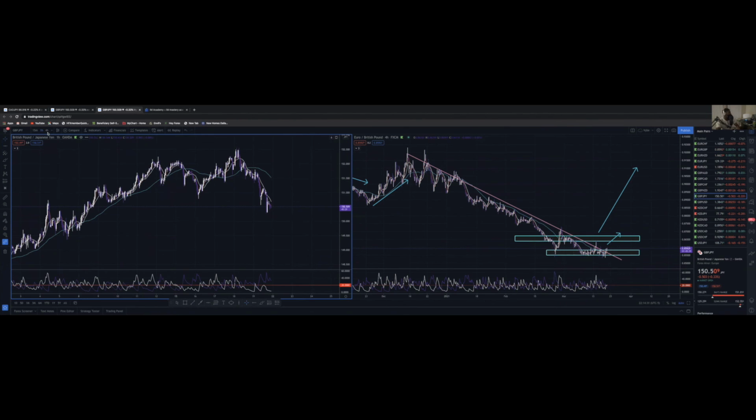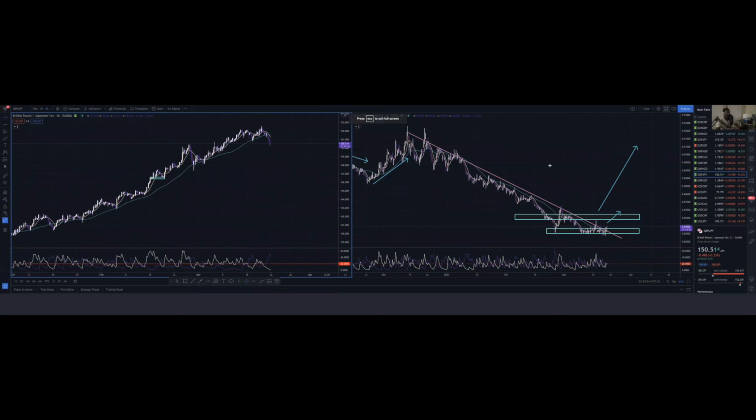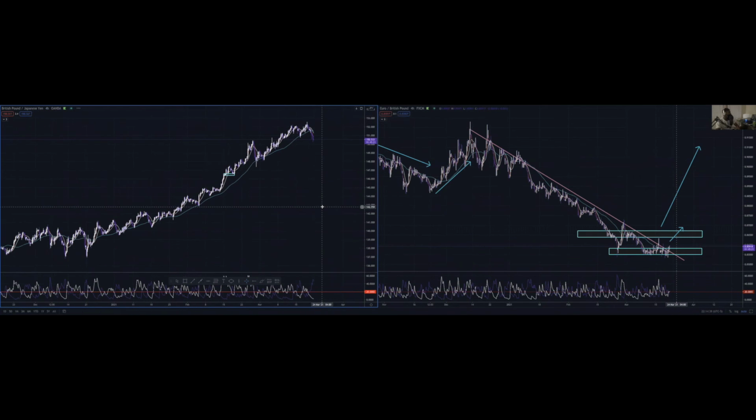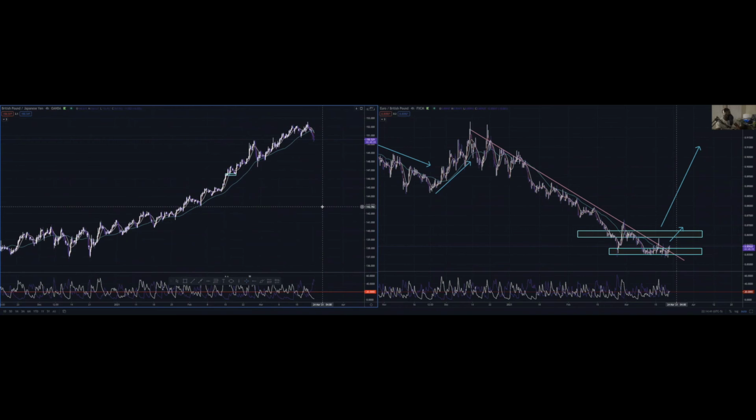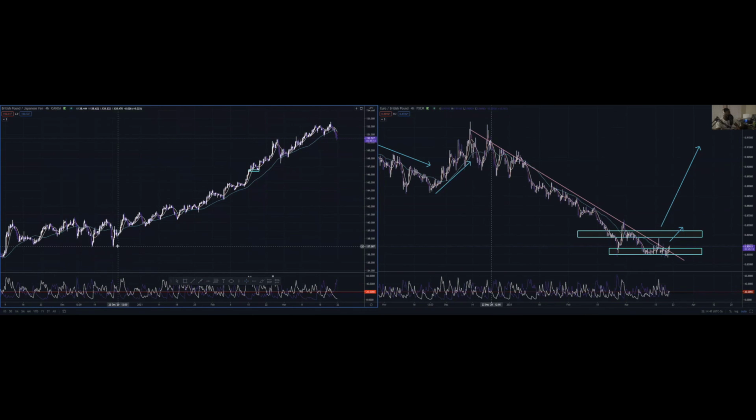All right, let's go to the 4 hour. I want to make this full screen real quick. Let's look at this real quick. This is GBP JPY. We've been in an uptrend with GBP JPY since the 21st of December.